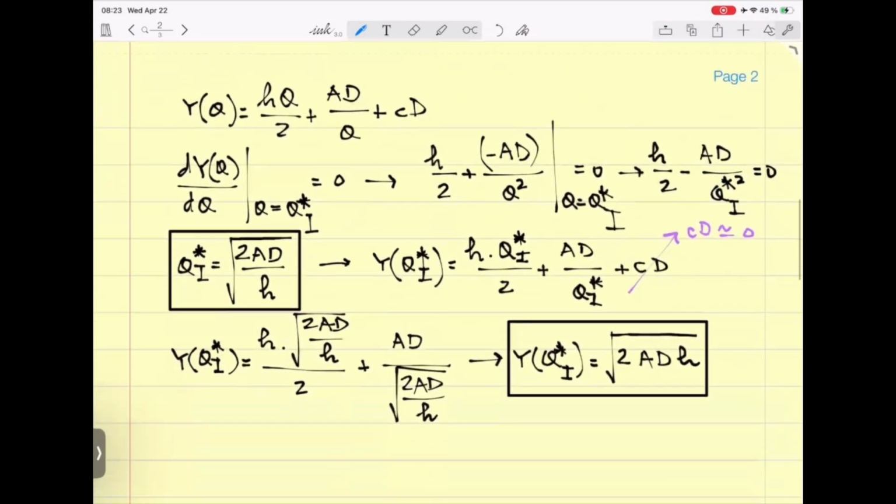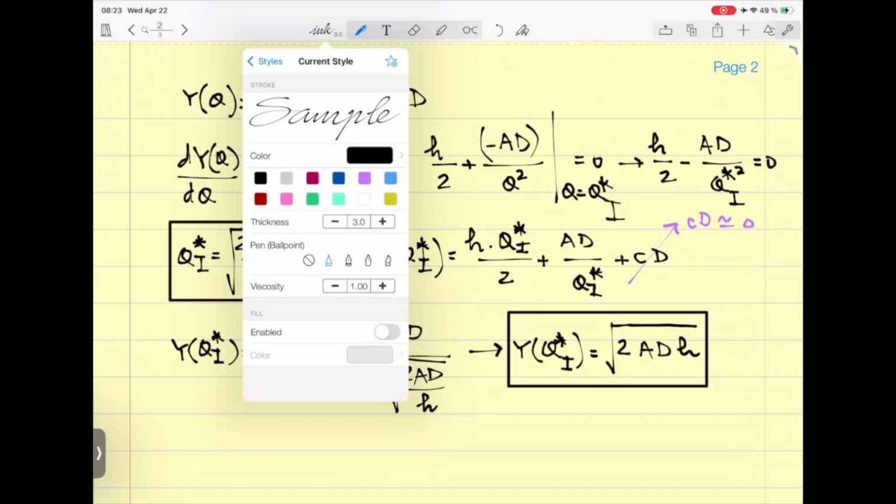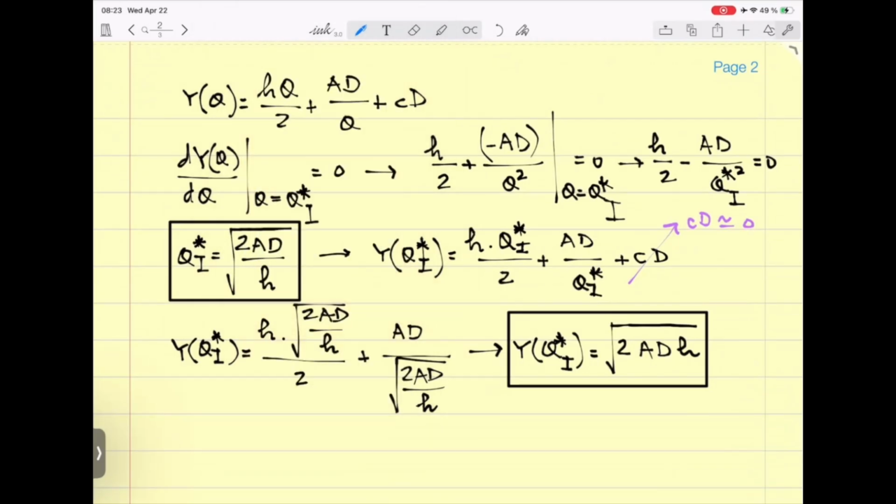Any questions? No. Good. Then we continue with the economic order quantity.